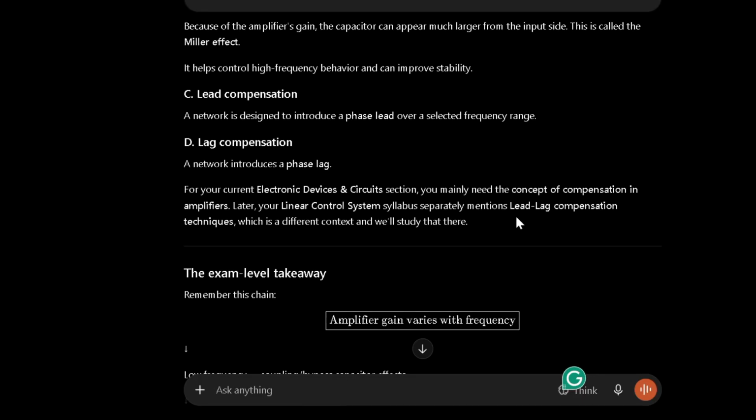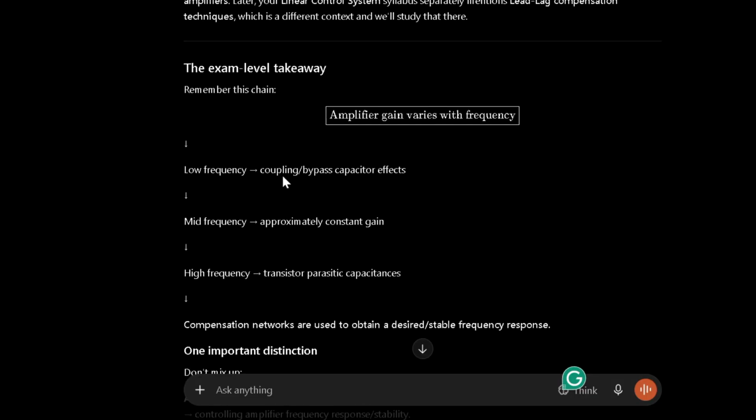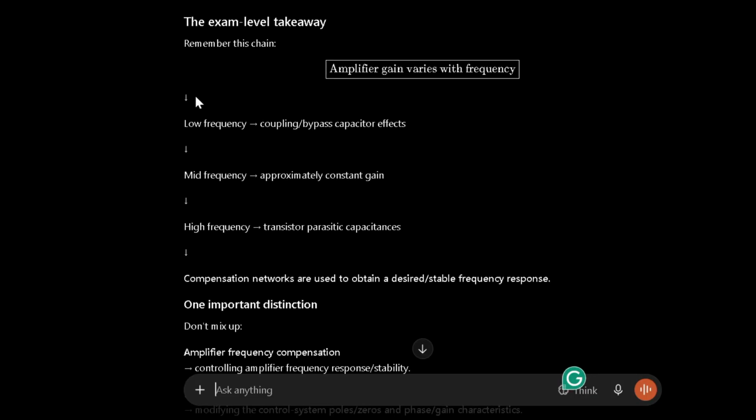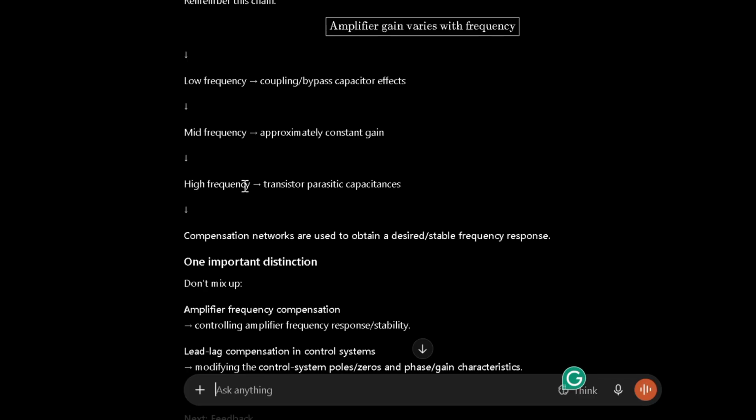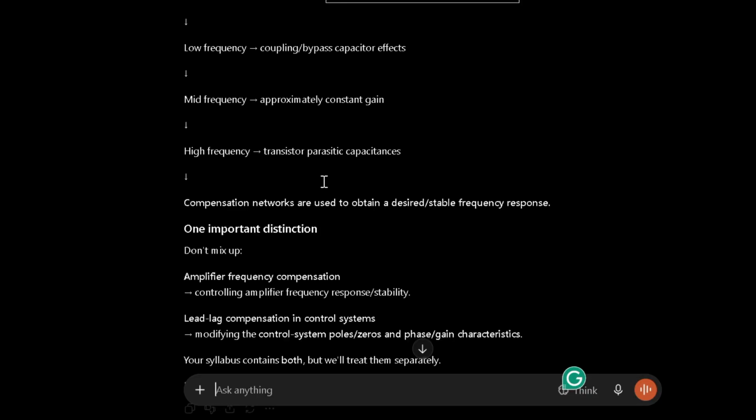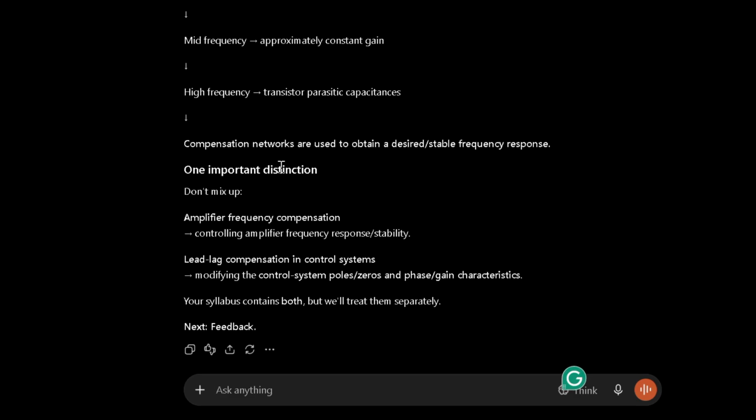To recap, remember the amplifier gain varies with frequency: at low frequency, coupling and bypass capacitor effects; at mid frequency, approximately constant gain; at high frequency, transistor parasitic capacitance. Compensation networks are used to obtain a desirable, stable frequency response. Don't mix up amplifier frequency compensation, which controls amplifier frequency response stability, with compensation in control systems. Next is feedback.